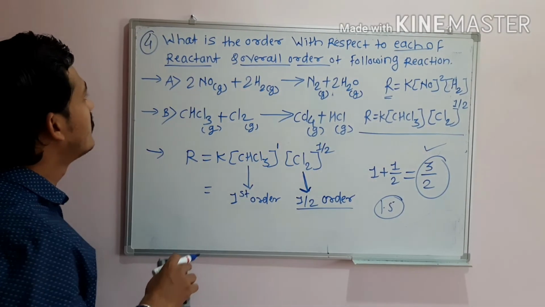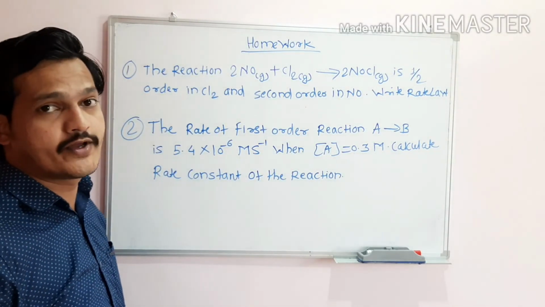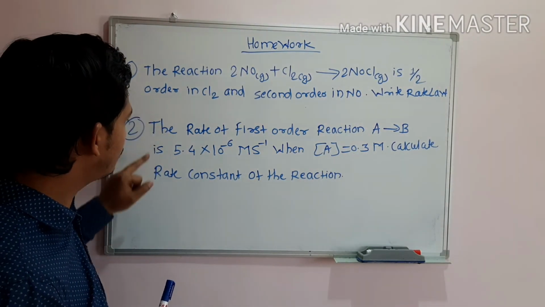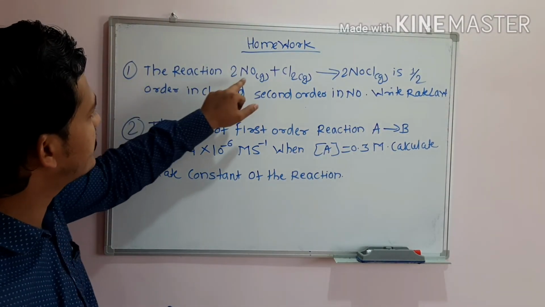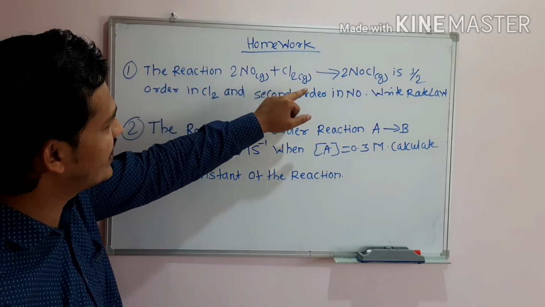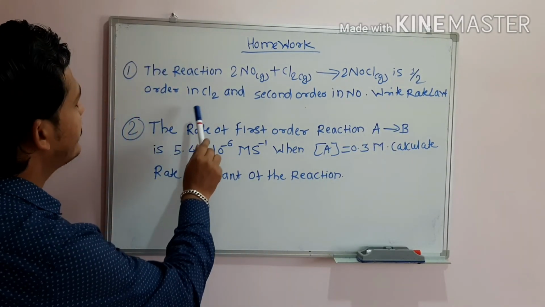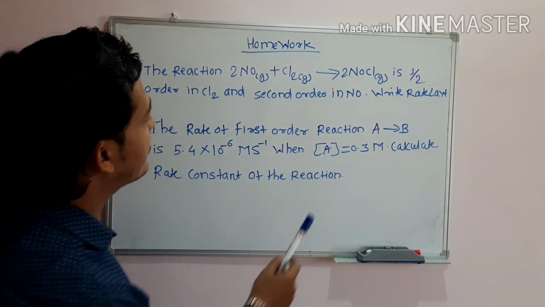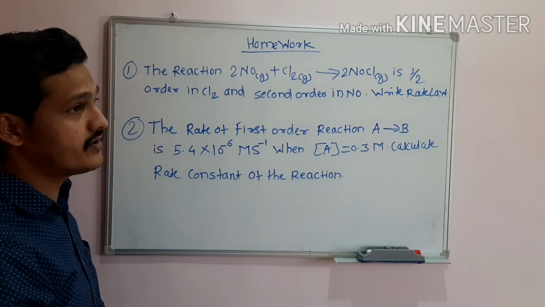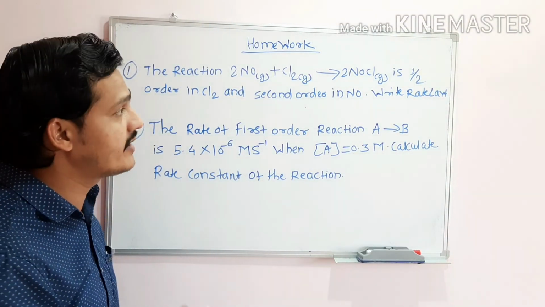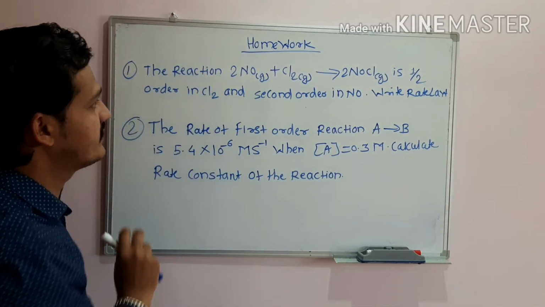Okay, now let us move to the homework. I am giving 2 easy examples for your homework. Number first, the reaction 2NO gas plus Cl2 gas gives 2NOCl. It is half order in Cl2 and second order in NO. Write rate law. So I am not giving you order of reaction to calculate; I am giving the order, and you have to write the rate law using this.